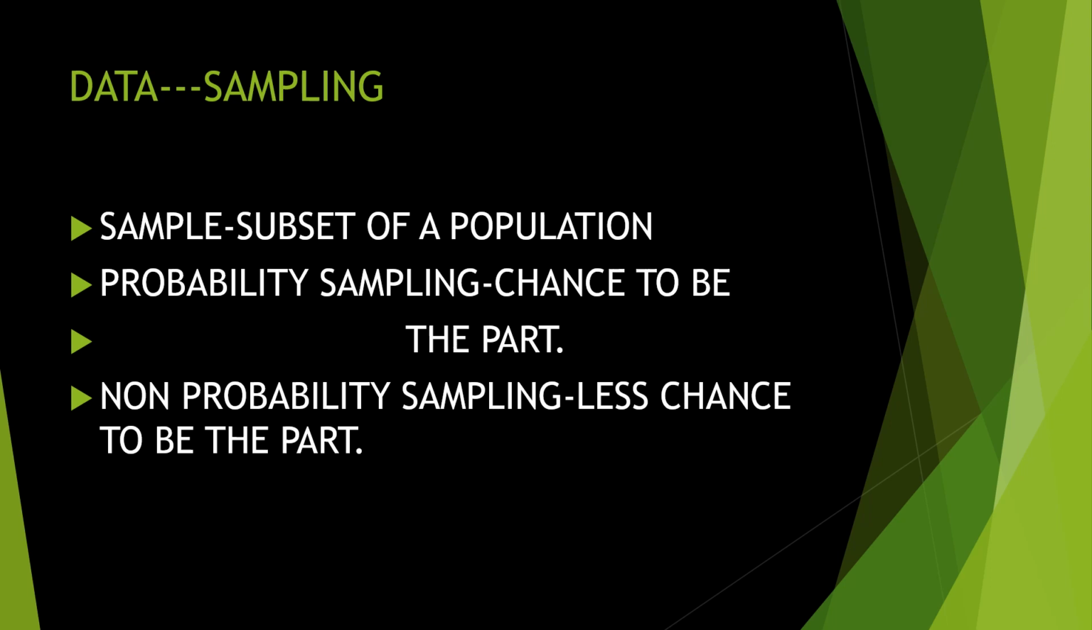We will discuss probability sampling and non-probability sampling in a detailed manner in another video. It is a long topic, so we can discuss it in the next videos. So next we are going to the other topic. I think you are clear about it: sampling is a subset of a population, and there are two types. Probability sampling is the chance to be part. Non-probability means less chance to be part.